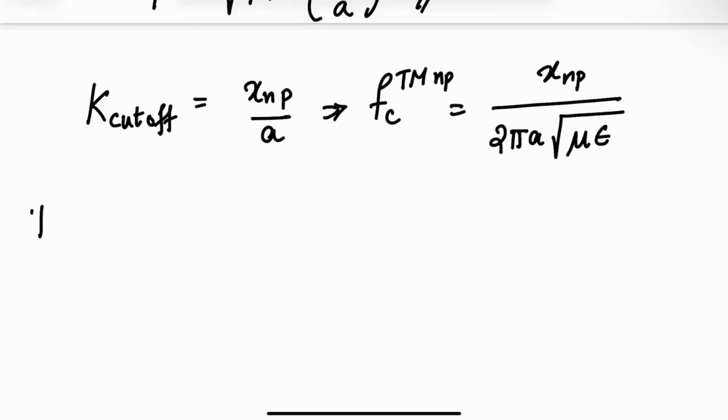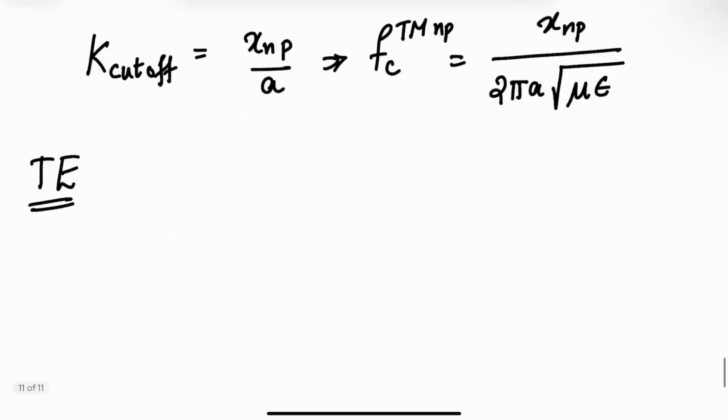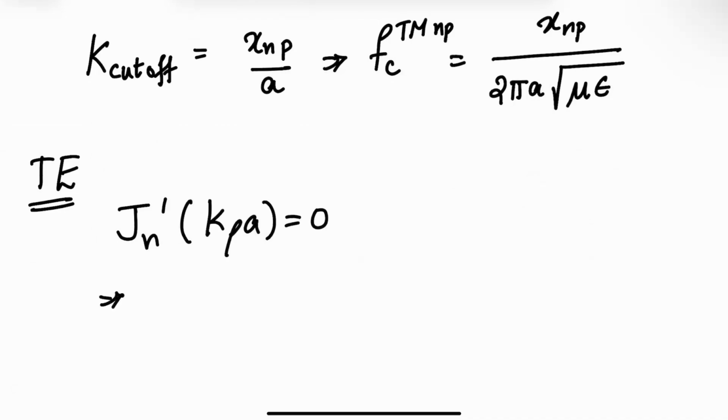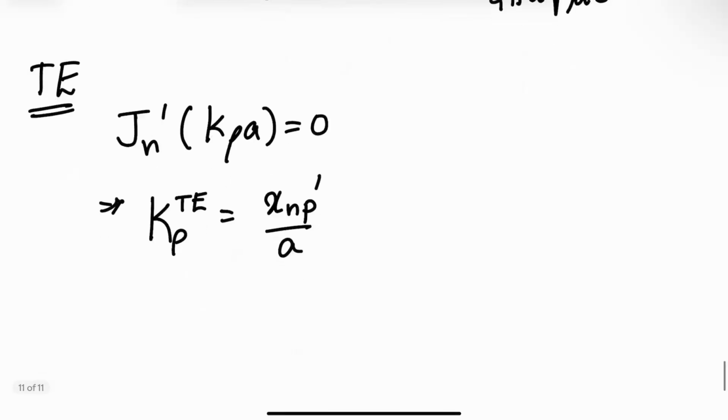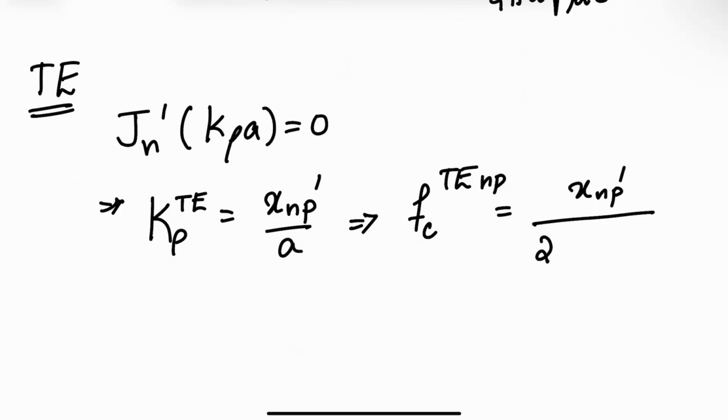You can do the same thing for TE modes by applying the Neumann boundary condition. Since there's a derivative involved, you would get Jn prime of k rho a equal to 0, which implies k rho for TE modes is xnp prime over a, where xnp prime is the 0 of the derivative of the Bessel function. Similarly, you can show the cutoff frequency for TE modes for np is xnp prime over 2 pi a square root of mu epsilon.